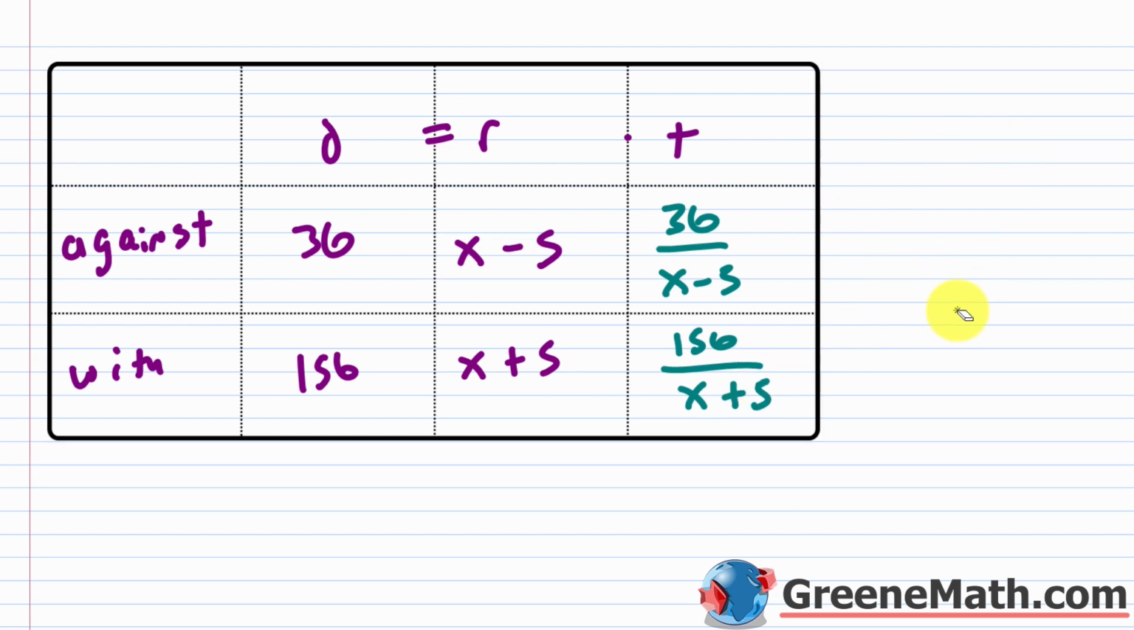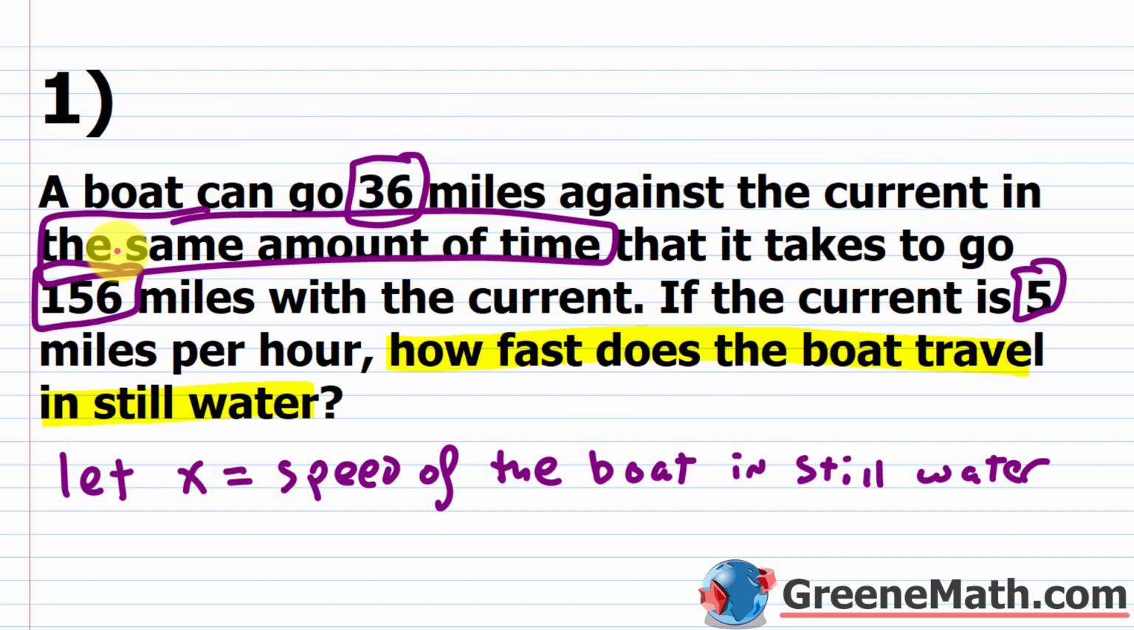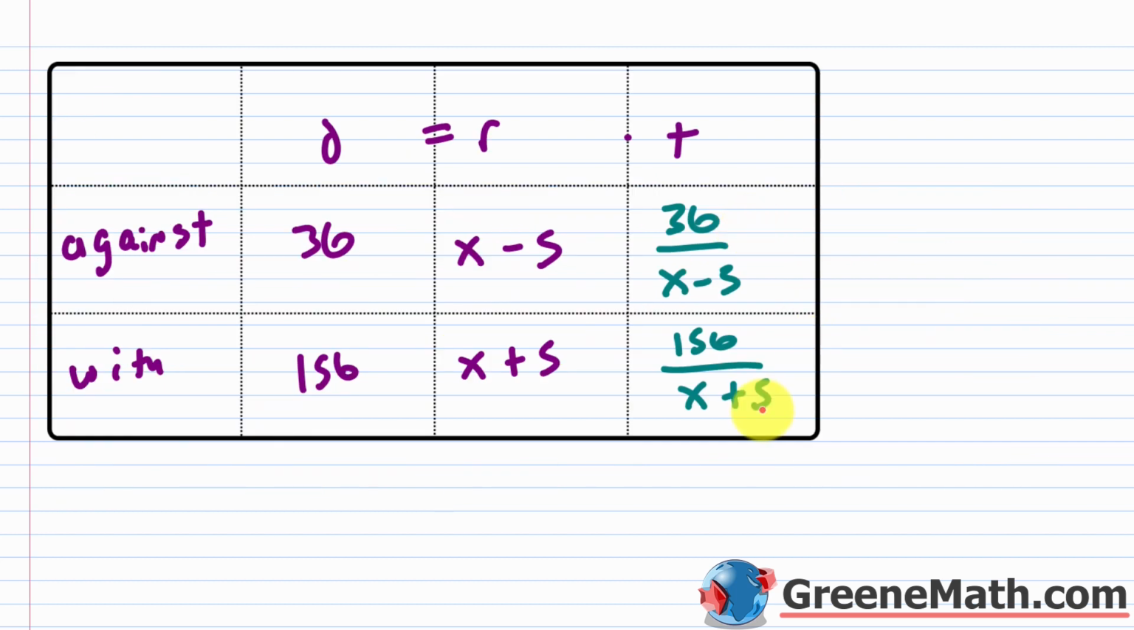Now, the key to the problem, again, let's go back up. It says the same amount of time. So that means that this boat can go 36 miles against the current in the same amount of time that it takes to go 156 miles with the current. So when I look at this, I would just set these two times equal to each other and solve. So I would say this is 36 over x minus 5, and we'll say this equals 156 over x plus 5.